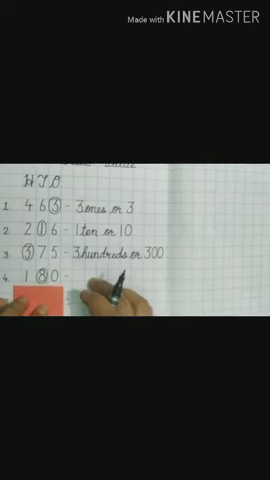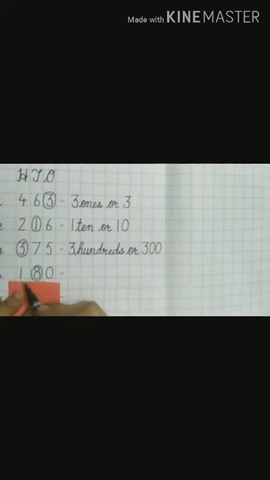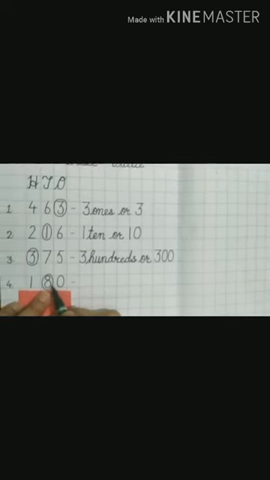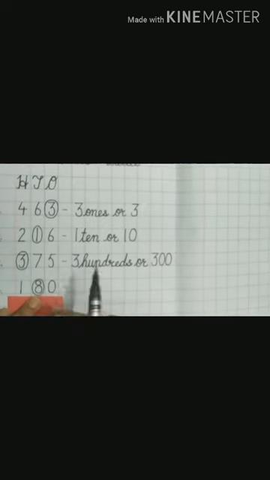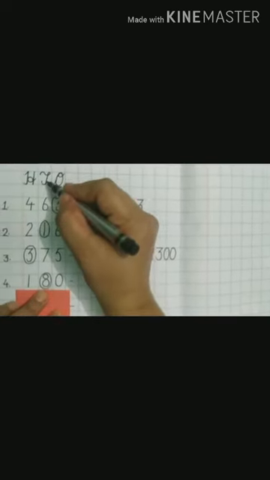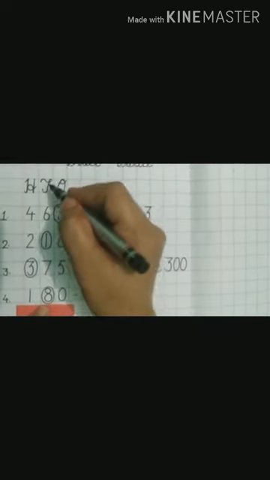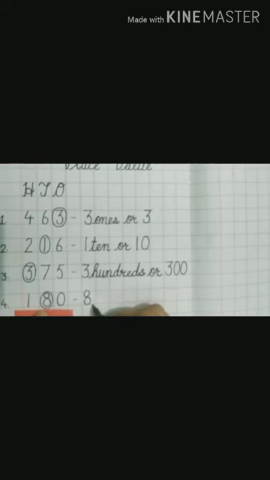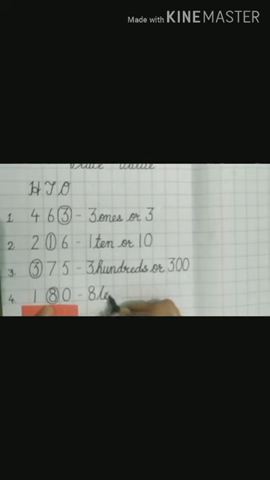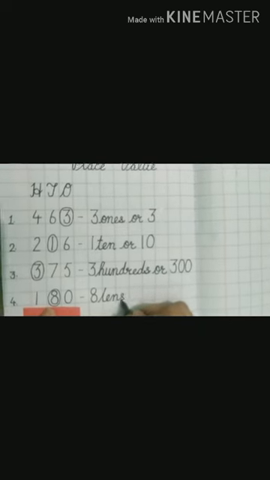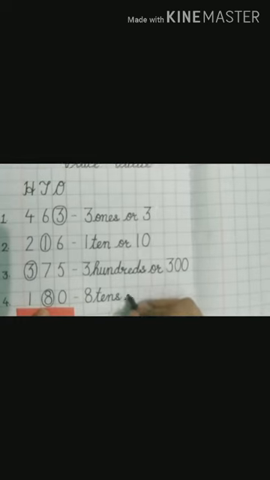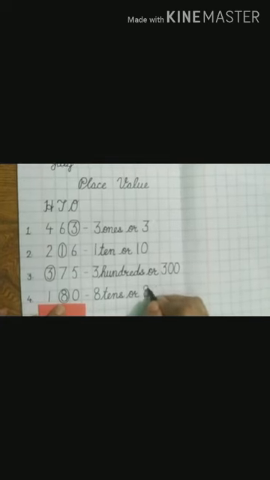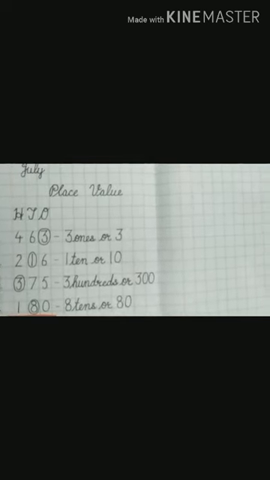Let's take another number. It is 180. And what is the place value of 8 here? Yes, it is 8 tens. What is it? 8 tens. So write here 8 tens or 80.